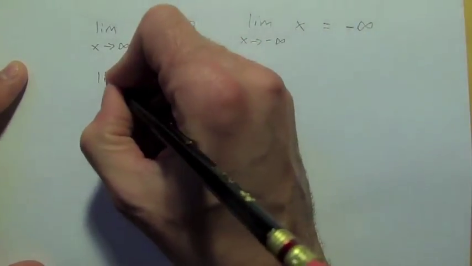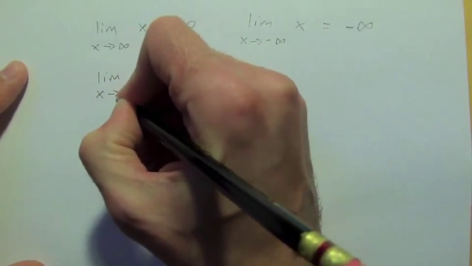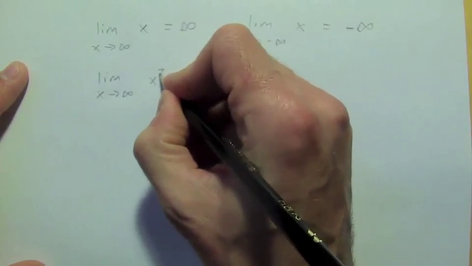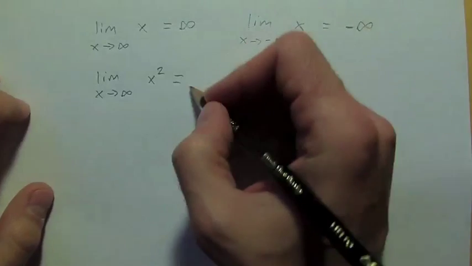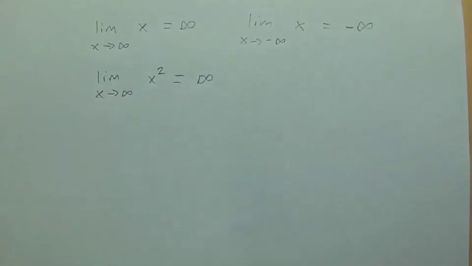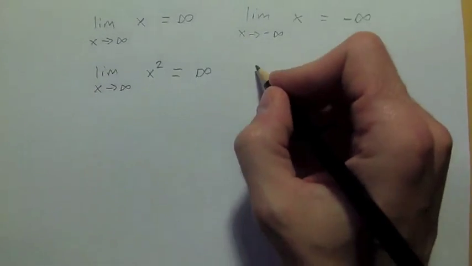Pretty simple. How about the limit as x goes to infinity of x squared? Well, also should be pretty clear, that's going to be infinity, as x goes to infinity, now we're squaring it. So say if x is 10 million, x squared will give us 10 million squared. It's going to go to infinity faster than x, but it still goes to infinity.